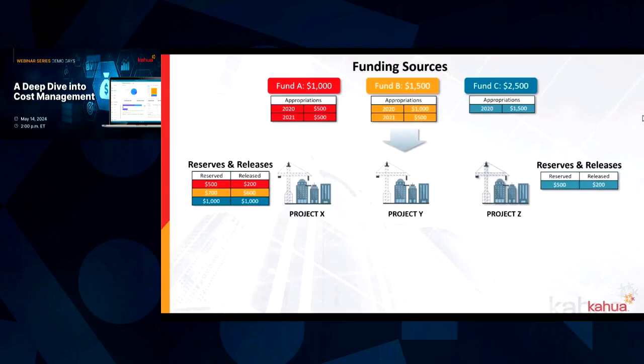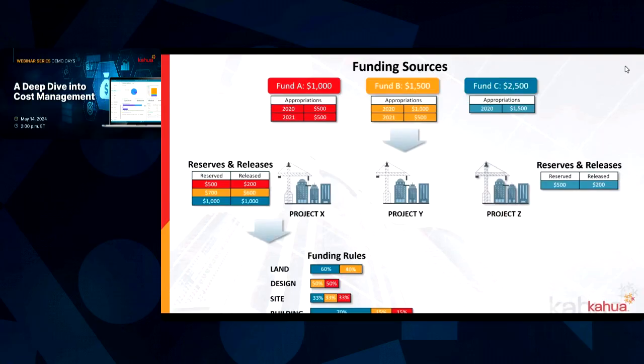So now how do we know when the money is distributed to budgets and contracts and purchase orders and invoices? How do we know how to allocate that money? Kahua uses fund rules. Fund rules are where you can predetermine based on the cost work breakdown how money should be allocated.